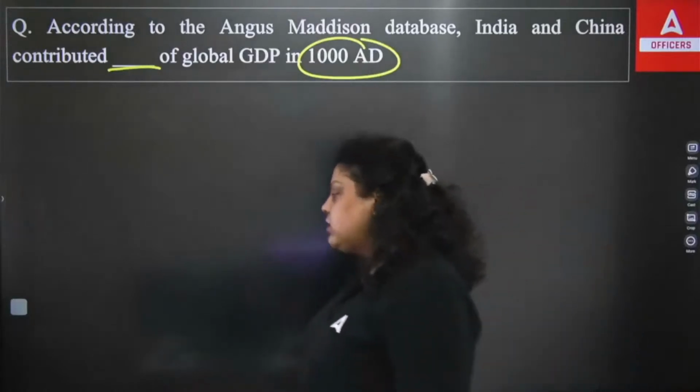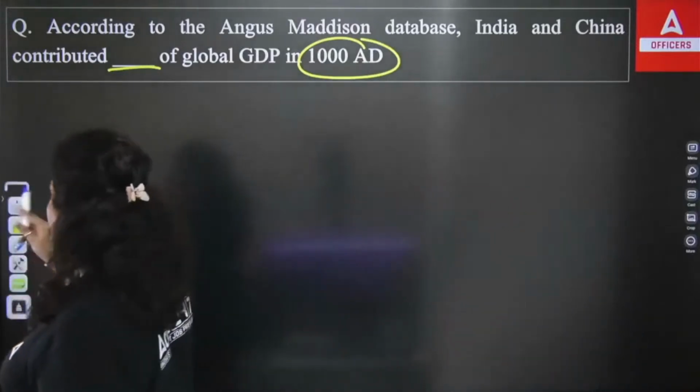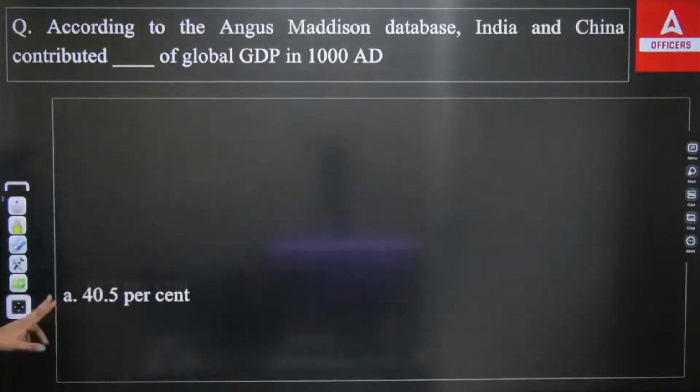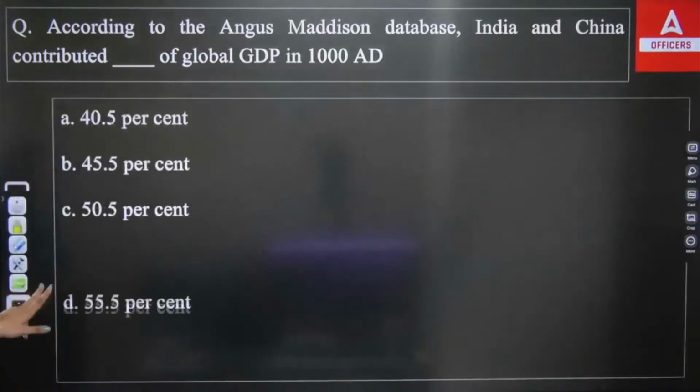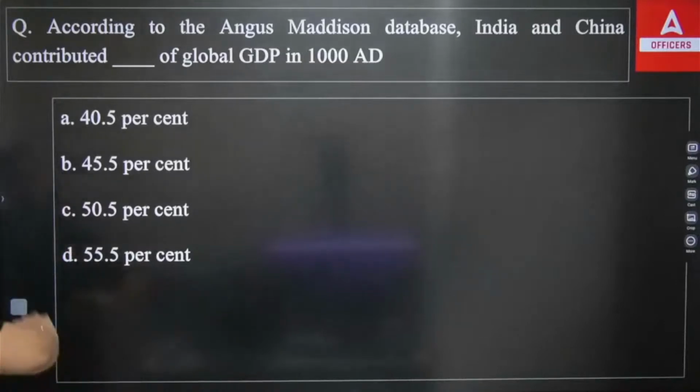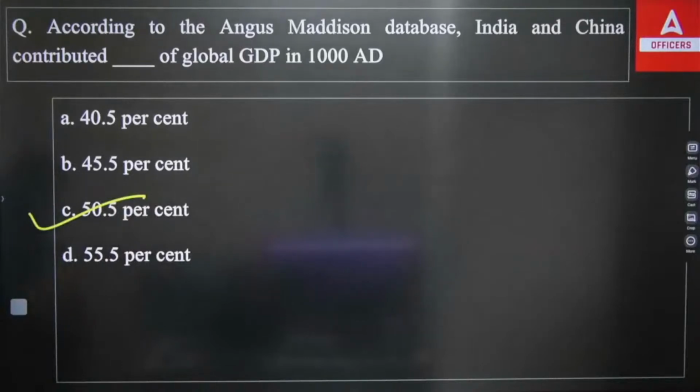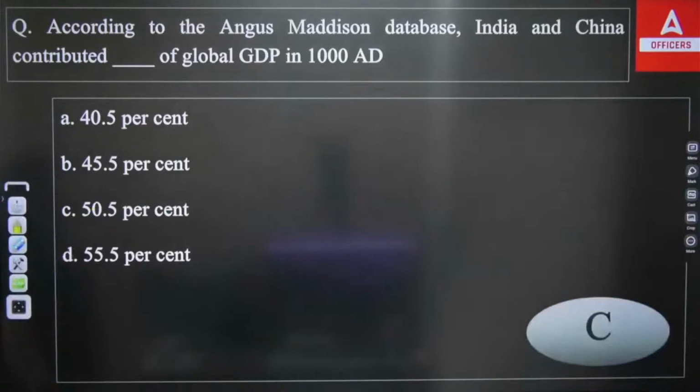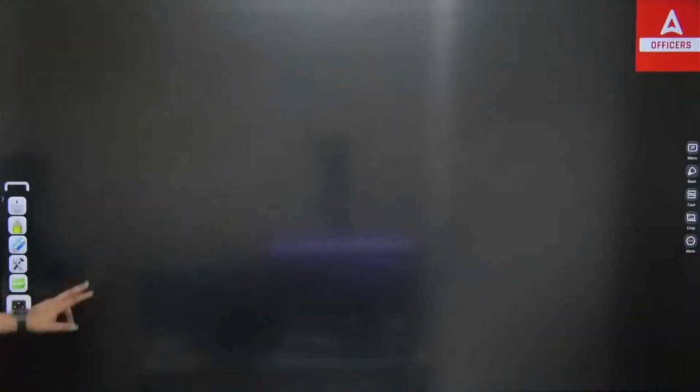Like how much contribution was there from the side of two countries, India and China, in the global GDP. So it was 40.5%, 45.5%, 50.5% or 55.5%. Which of the following is correct? So the right answer here is 50.5%. Around half of global GDP used to come from India and China. So the right answer is option C. Again a database question.